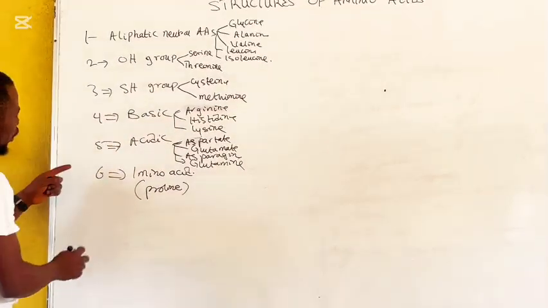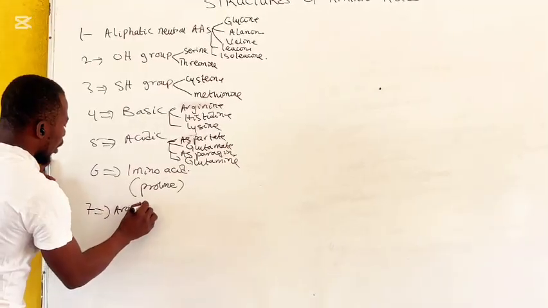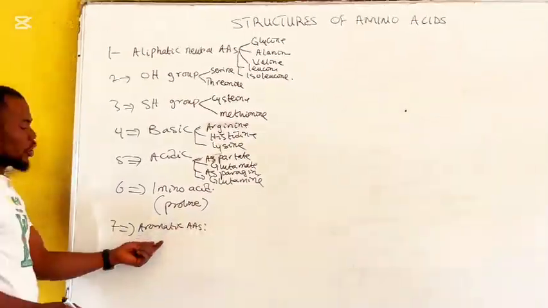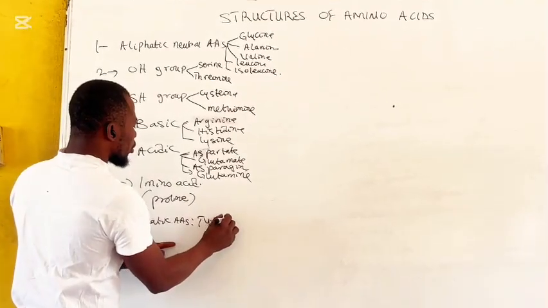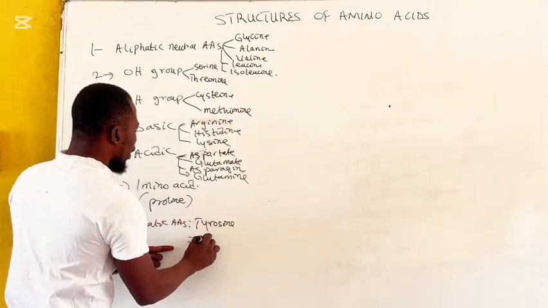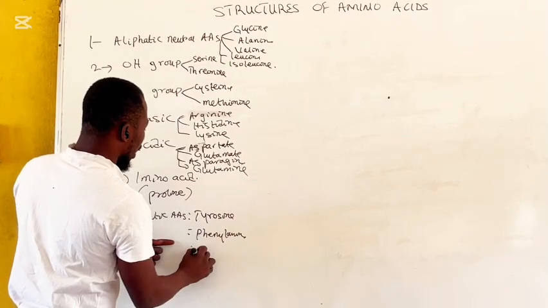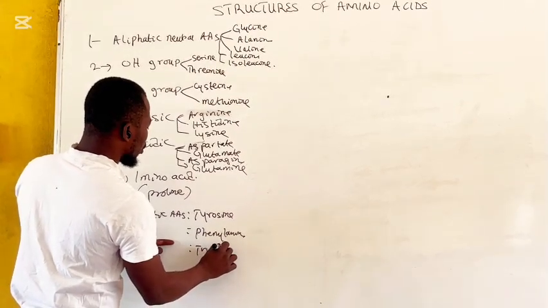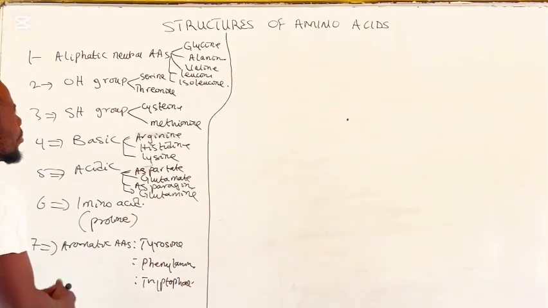Then the next classification is aromatic amino acids. Under aromatic, there are tyrosine, phenylalanine, and tryptophan. These are the 20 standard amino acids.